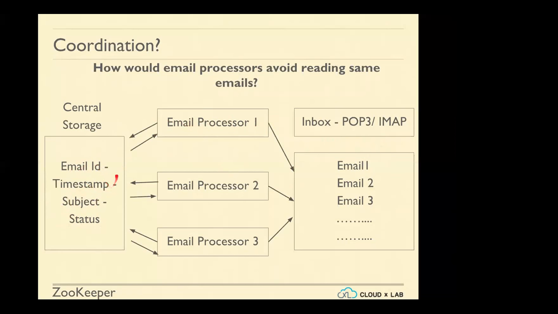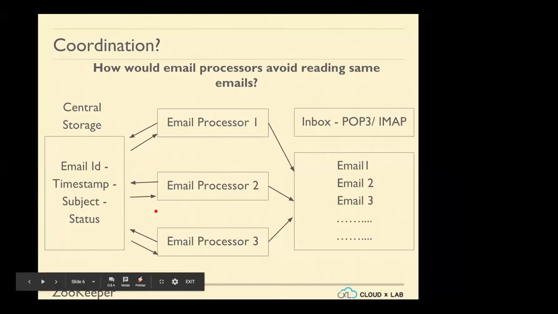And along with it, they also put things like the current timestamp, so that if the email processor dies and this entry is still there after a certain point of time, we should be able to delete it. So the email processor goes here and checks an entry. In case nobody is taking it up, or the one who had taken it up died long back and this entry has expired, it will pick it up. So these email processors use this central storage for coordination.